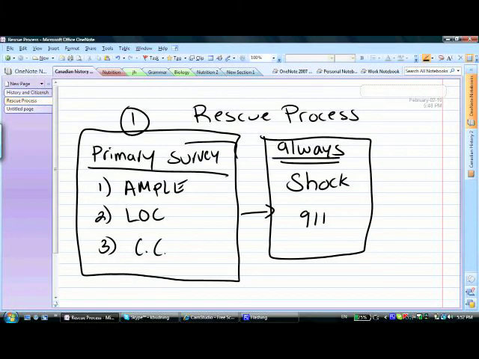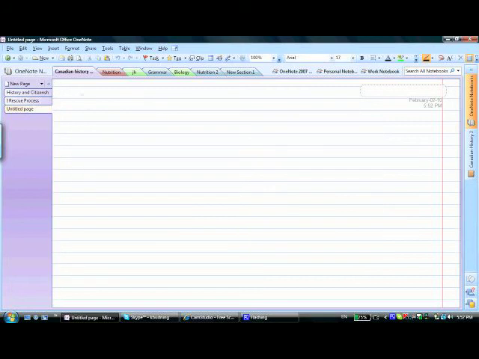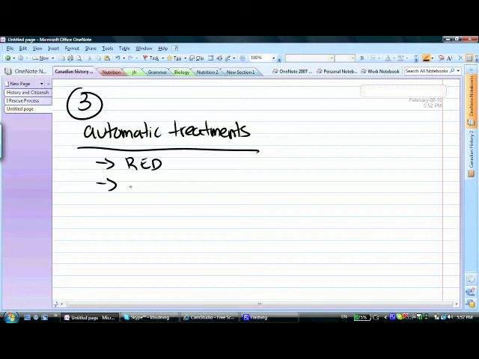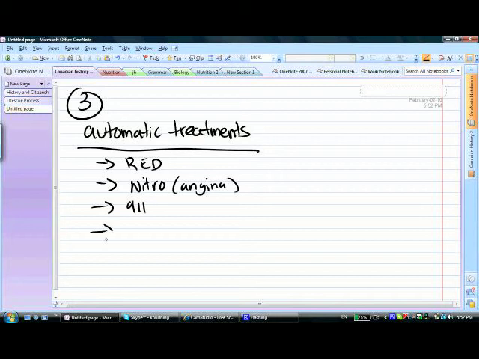Going to have number 1, number 2. Alright, number 3. What's going to happen is you're going to go into automatic treatments. So, automatic treatments consists of, let's say, RED, consists of nitro for the angina attacks, consists of obviously calling 911, which you've already done. It consists of anything that you're going to do to basically treat your victim and help them with no matter what it is.